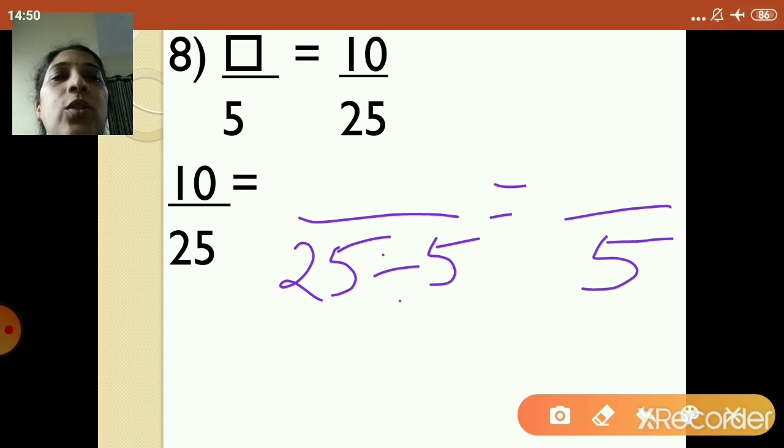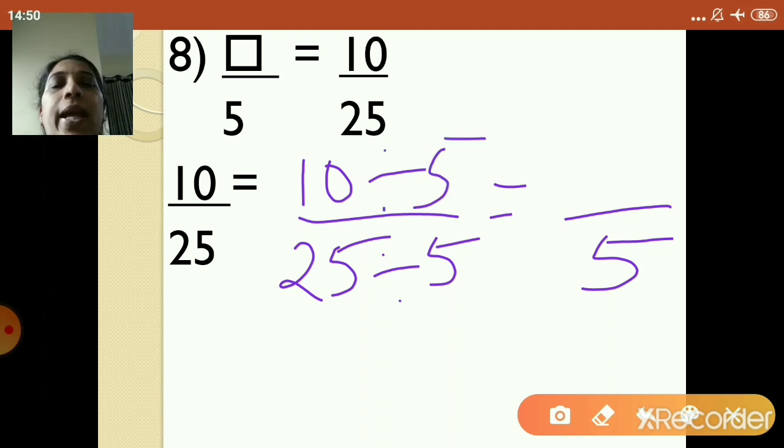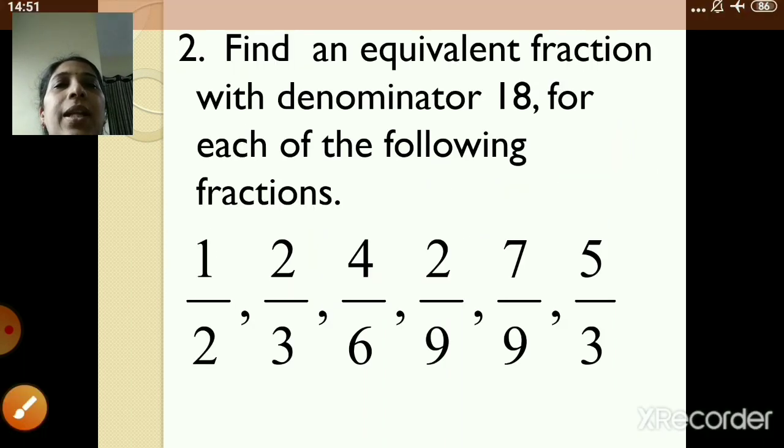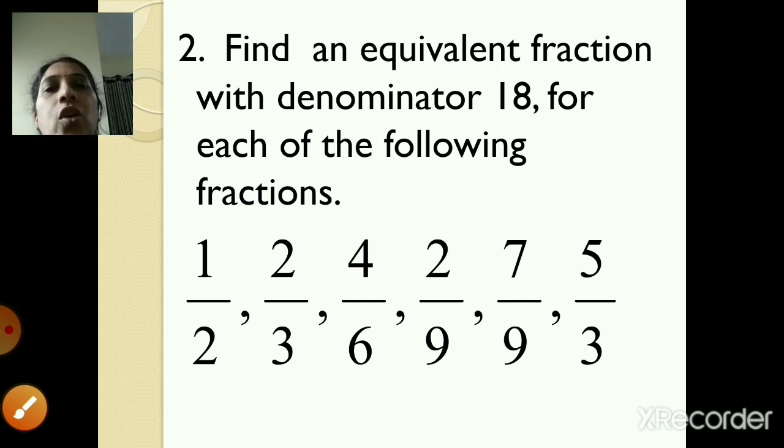And then what is there in the numerator? In the numerator, it is 10. So you will divide by the same number 5. So 10 divided by 5, what answer do you get? 2, right? 5 twos are 10. So what is your box? Box is 2 upon 5. So 2 upon 5 is equal to 10 upon 25. Right, children? So now let's go to the next question. So we have finished the first sub question, right?